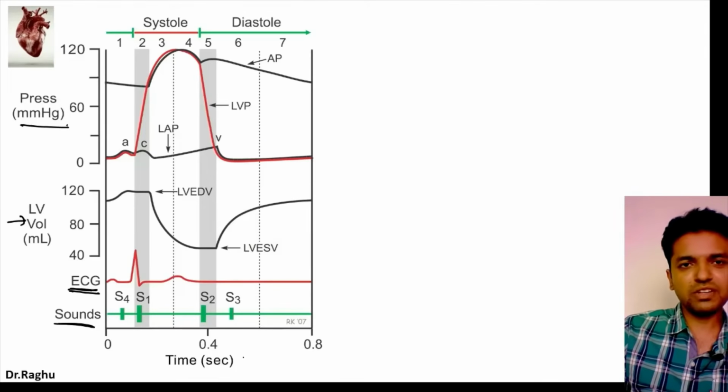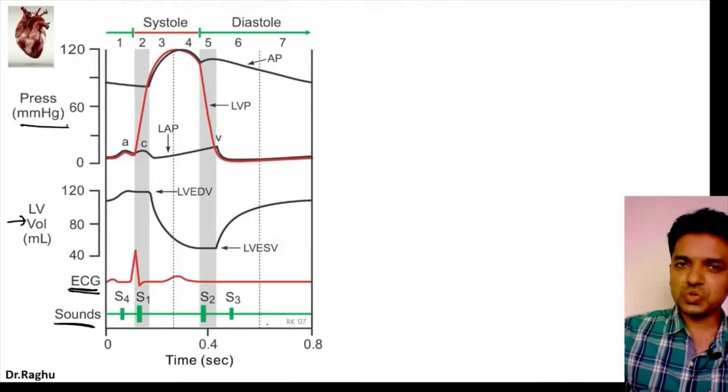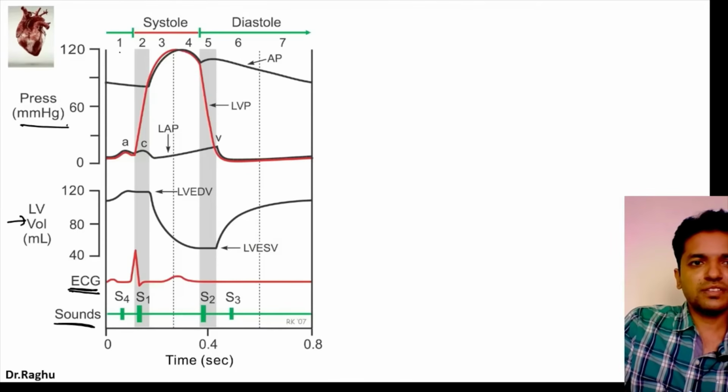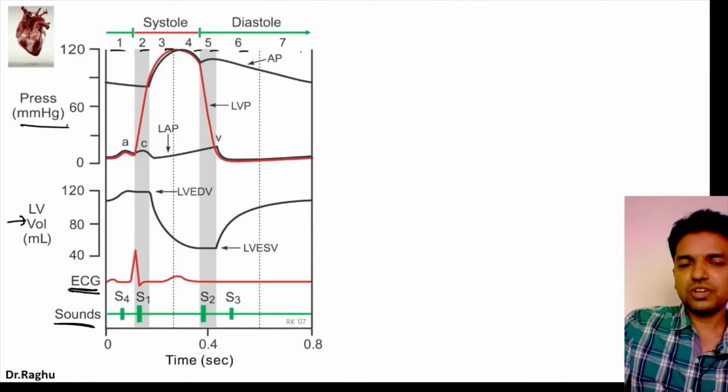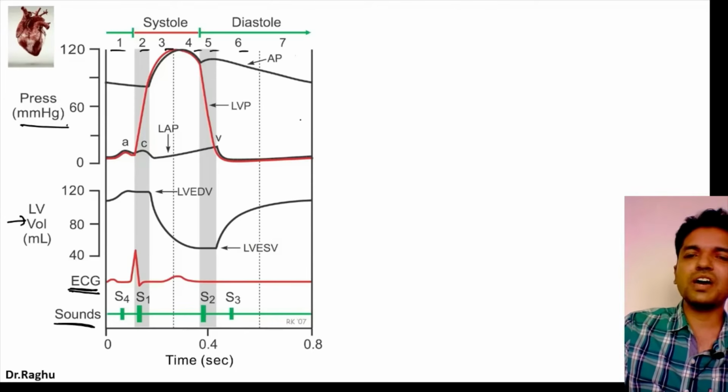So remember, even when you are drawing this diagram in your exams, I am just concerned if you have written the changes occurring in the left ventricle, that is the pressure changes and the volume changes, the associated ECG changes, and the heart sounds when they are produced. Okay, so here it is labeled as 1, 2, 3, 4, 5, 6, 7. These are the same stages which I have explained.